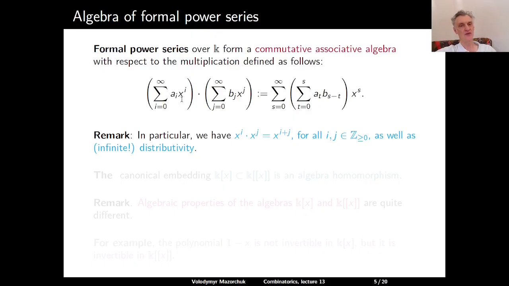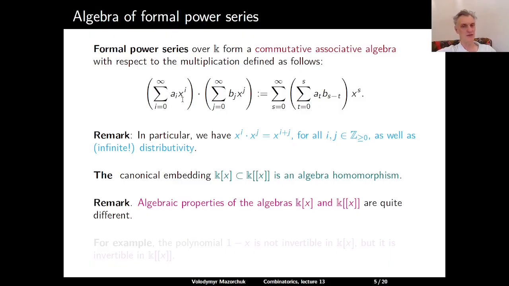And we also have the infinite distributivity for such expressions. In particular, the canonical embedding of the polynomial algebra into the algebra of formal power series is an algebra homomorphism. So if our power series are polynomials, then multiplication just reduces to multiplication of polynomials. From this point of view, power series and polynomials look quite similar, but in fact, there are algebraic properties of these algebras which are quite different.